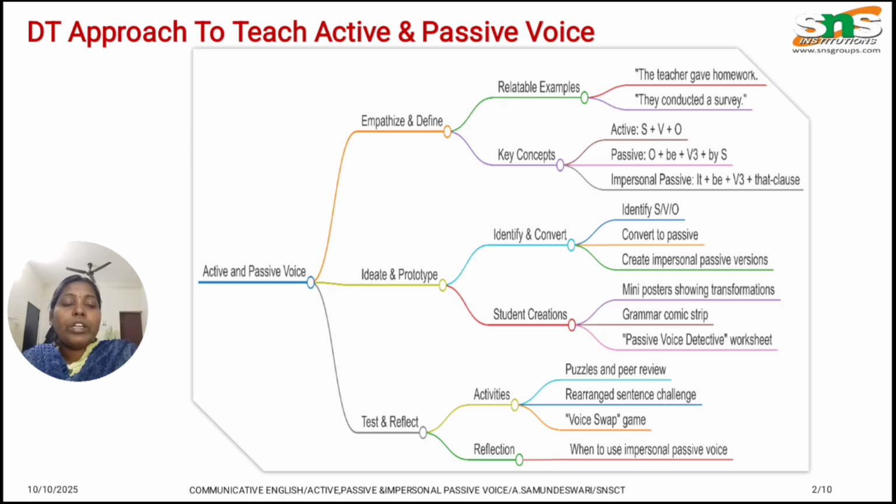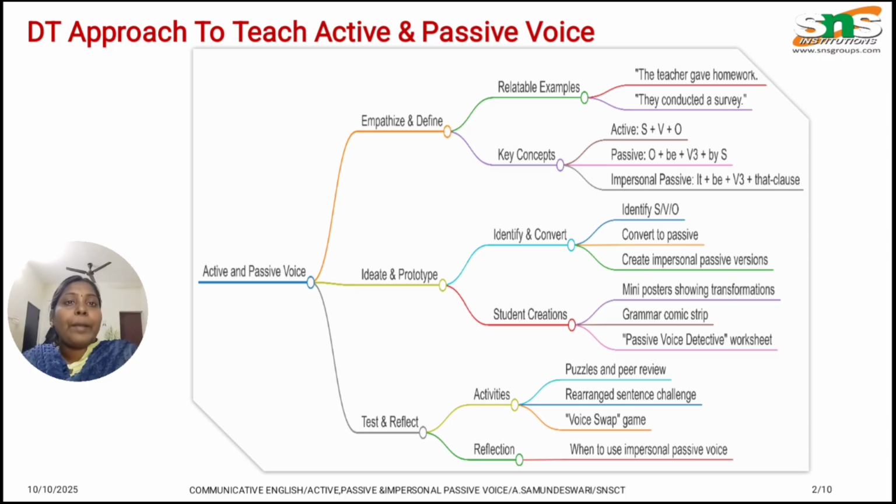This is not a new topic first of all, because we have studied it since our school days itself. In active voice we give importance to the performer, whereas in a passive voice the subject receives the action. This is the basic concept of this topic. And in impersonal passive, we give importance to the action alone. There is no need to mention the subject. So this will be the definition for all three voices.